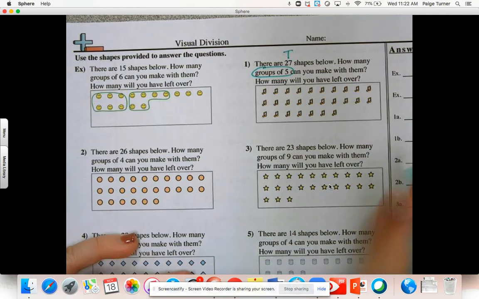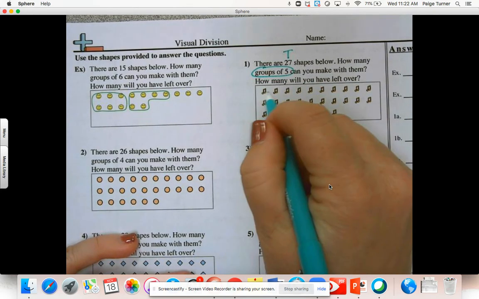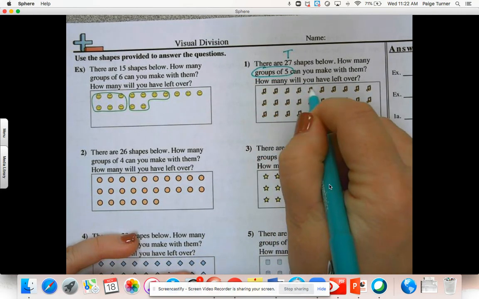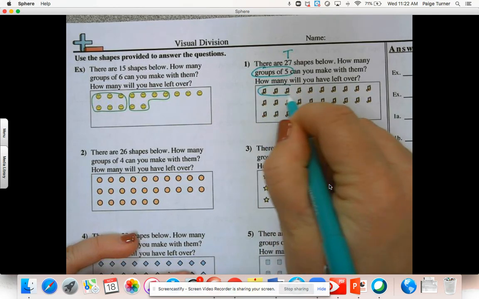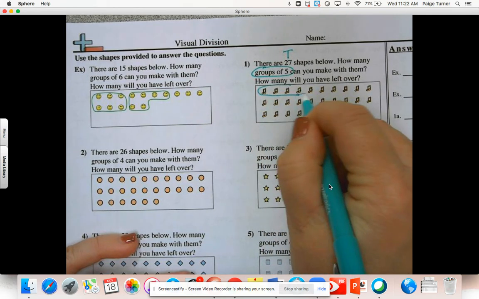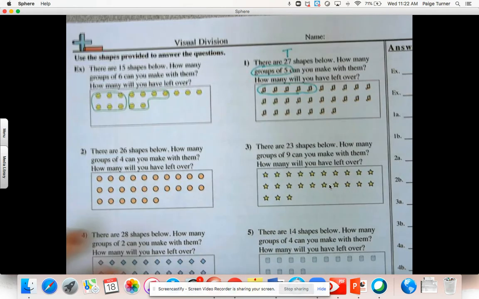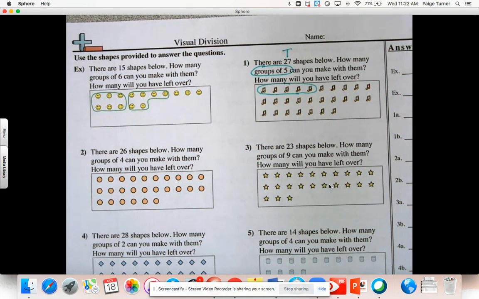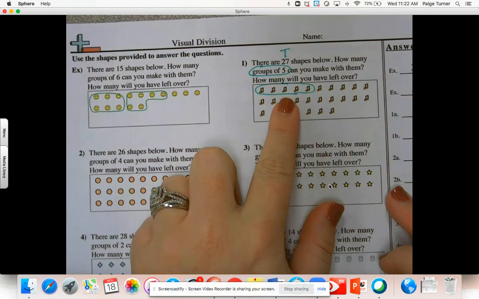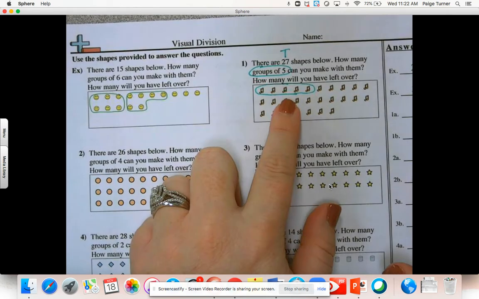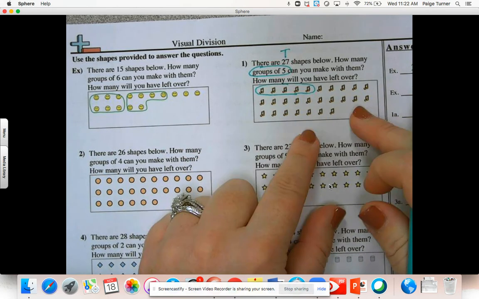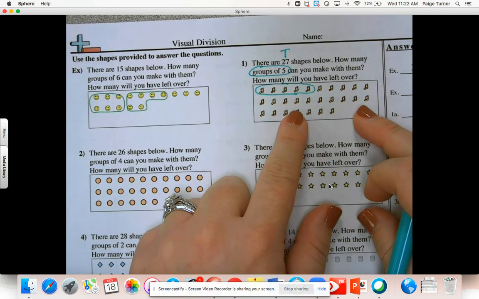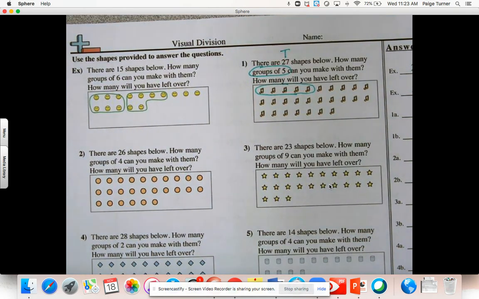So that means I'm going to circle a group of 5 symbols. So 1, 2, 3, 4, 5. 1, 2, 3. And I wanted to count again just to be sure. And I have right here 1 group of 5. So 1 group, that's what's circled. And inside that group, I have 5 shapes. So that is 1 group of 5. However, you see here that I have plenty of shapes left. I can actually make another group of 5.